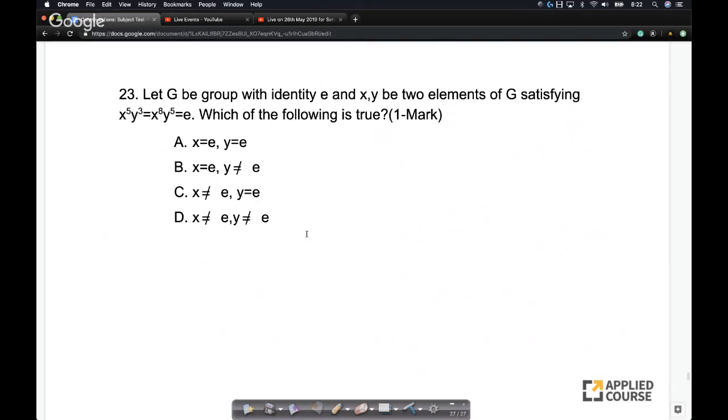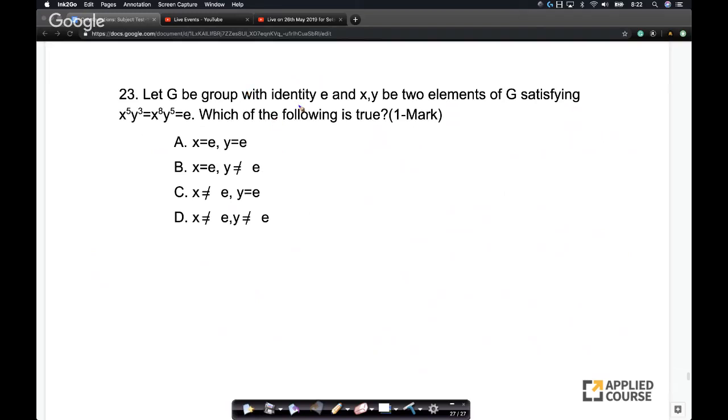Okay, so let's try to tackle this. Let's start with this. Again, this is actually a non-trivial question, but an interesting one. I have x^5 y^3 equals e. So I have x^5 y^3 equals x^8 y^5.